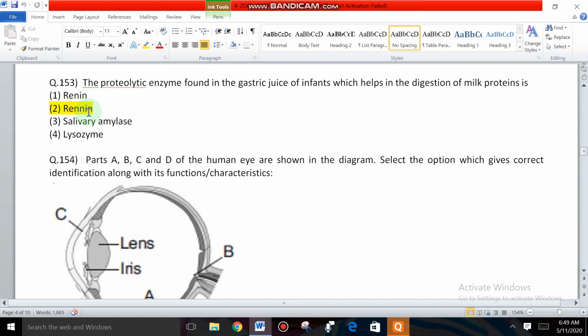Double N, very strong. You should remember it like that. In biology, we should remember it like that only. There is no other option, right? There is no other logic.